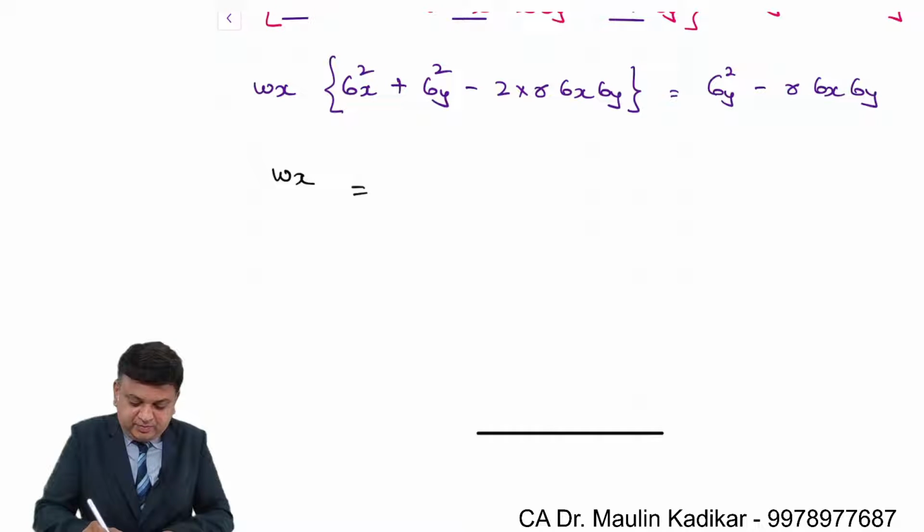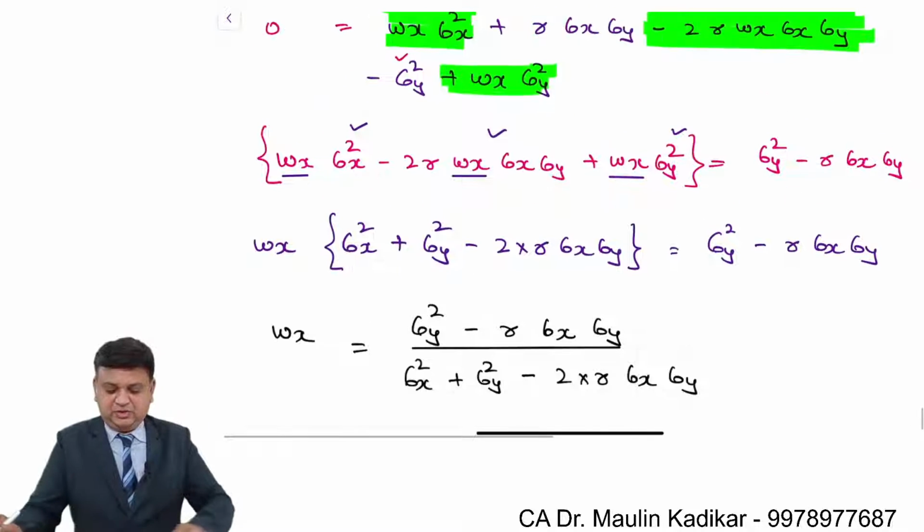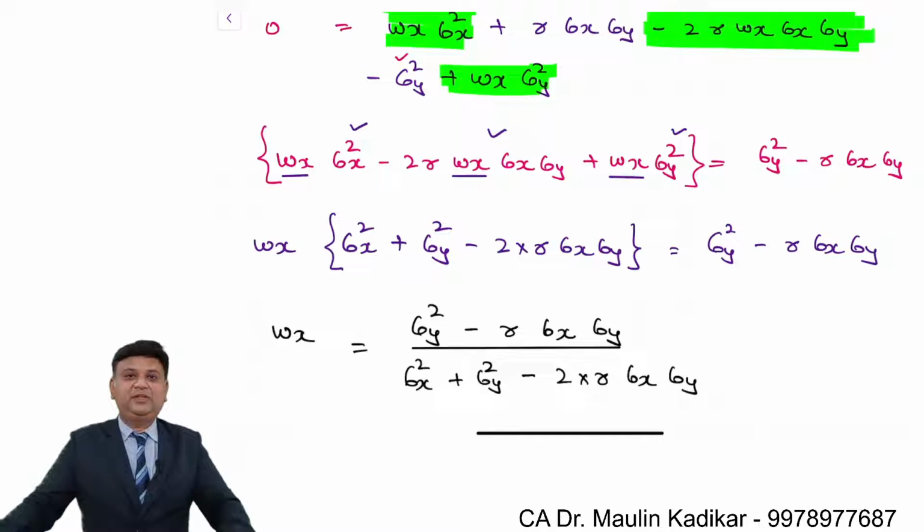Now weight of x will be equal to variance of y minus r into standard deviation of x into standard deviation of y, divided by variance of x plus variance of y minus 2 into r into standard deviation of x into standard deviation of y. This is the way the wx can be calculated.